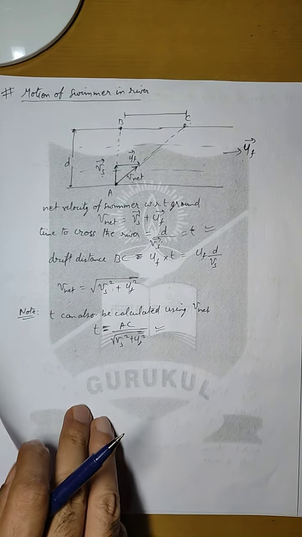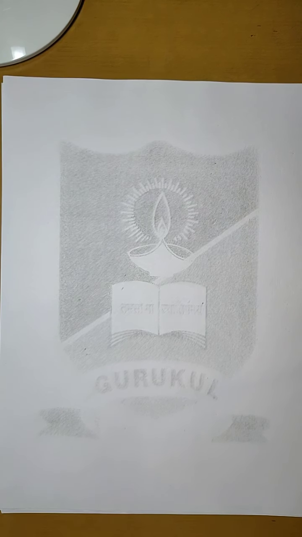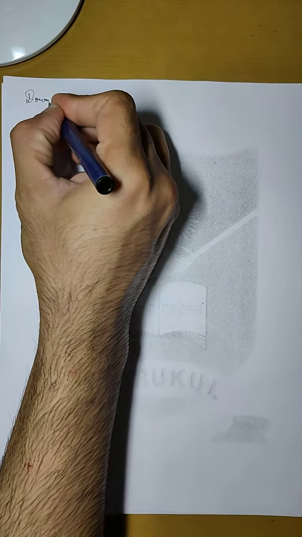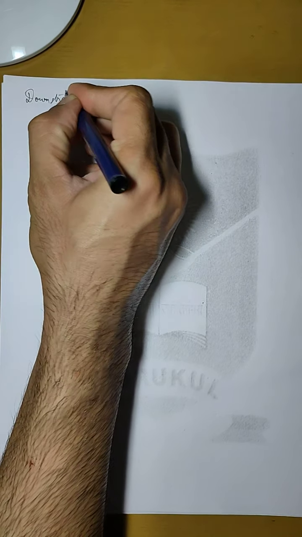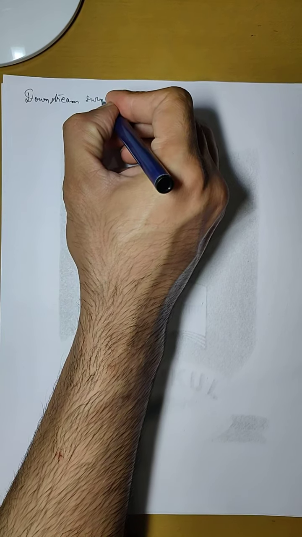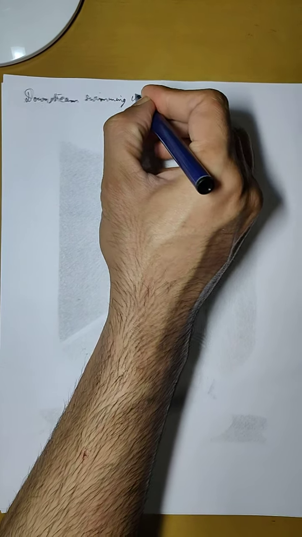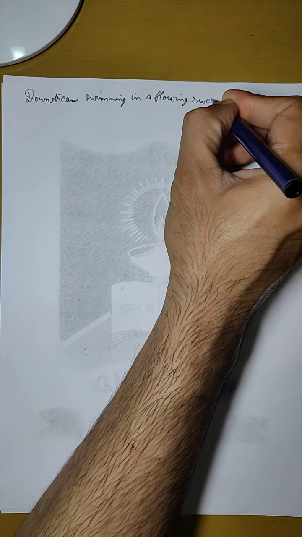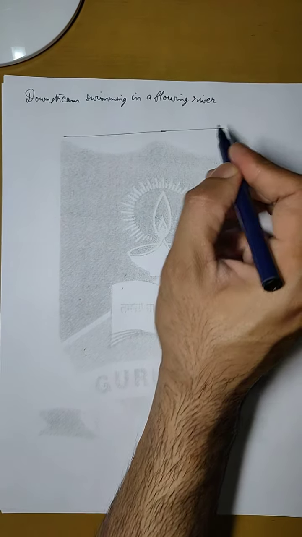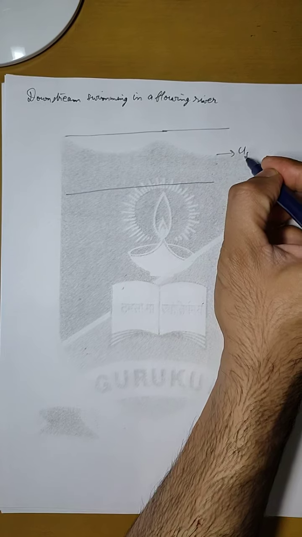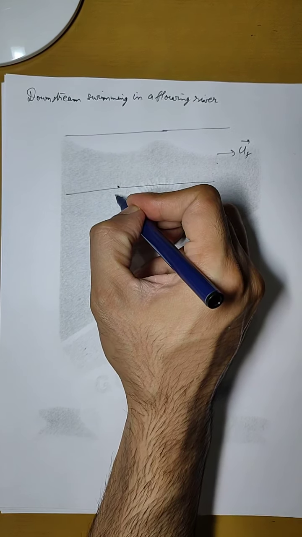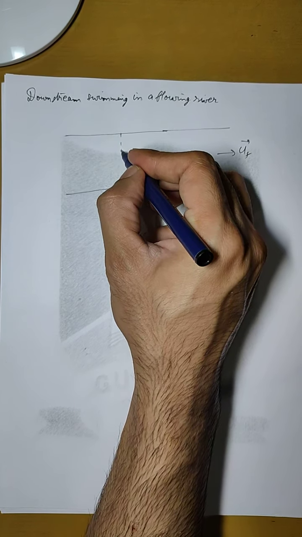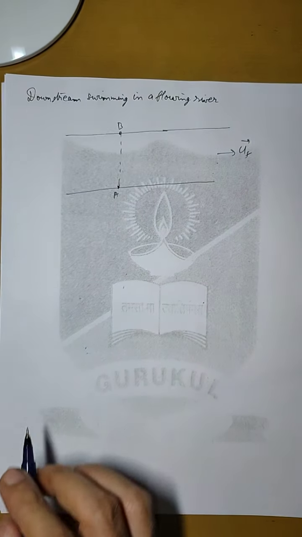Now let us do another example. Let us consider another condition in which the swimmer is swimming downstream. I'll just write it. Downstream, swimming in a flowing river. The river is the same, so it is moving with velocity Uf. The swimmer jumps into the river from point A, and this is the point B like earlier.